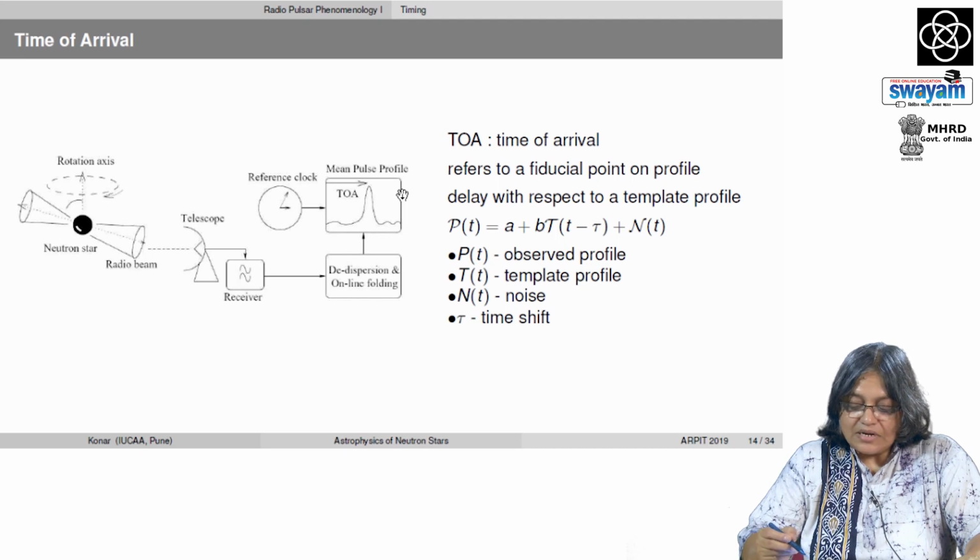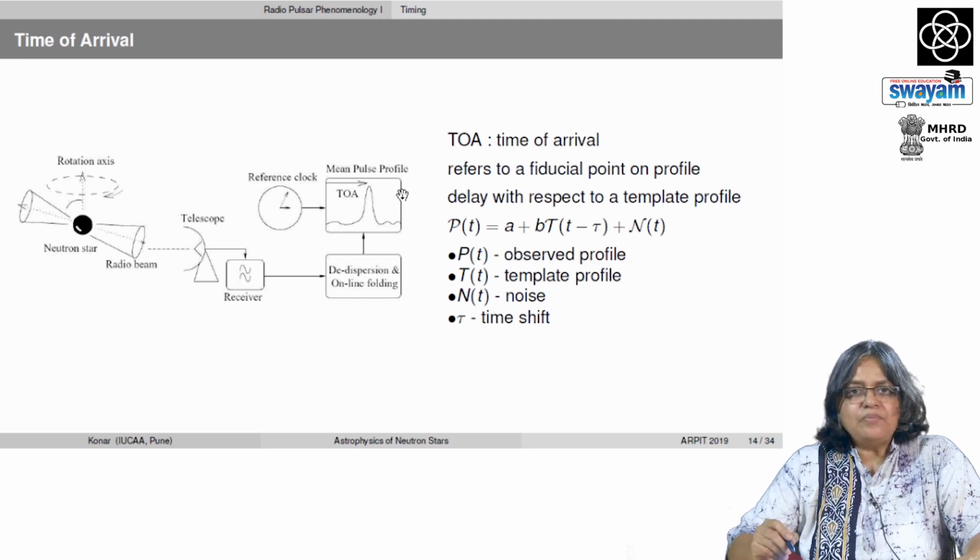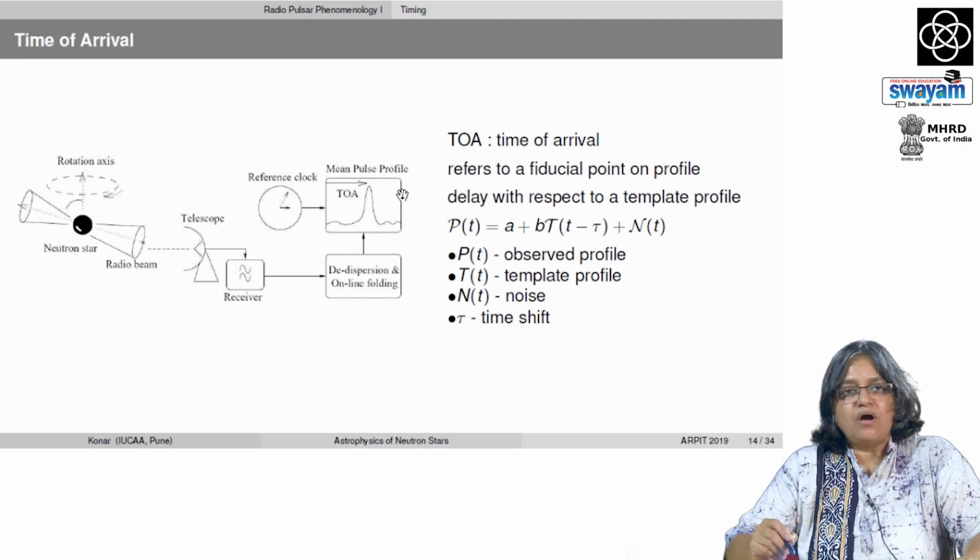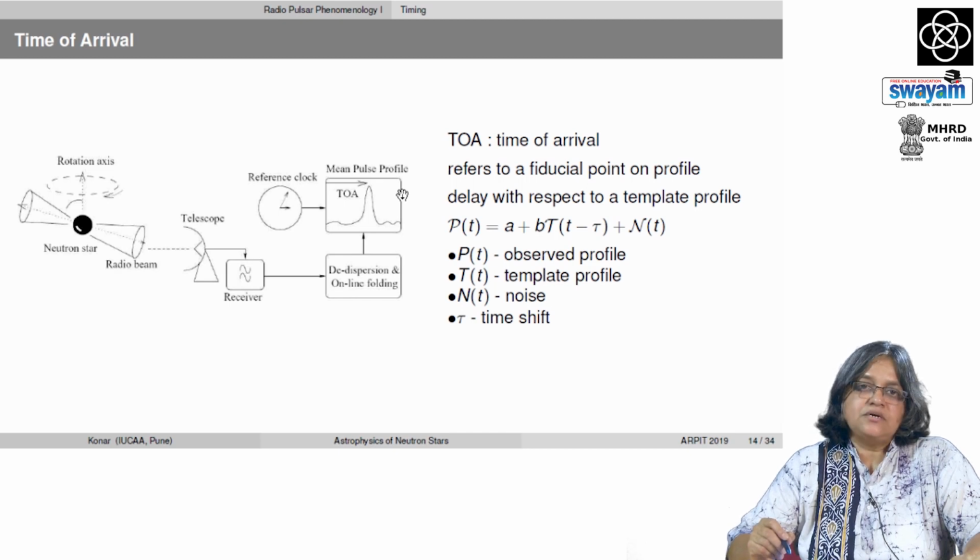So, what is a template profile? A template profile is obtained by prior observation of the same pulsar. So, we observe the same pulsar for a long period and we average the pulse profile, and from there we obtain a template profile. This average profile of a pulsar, which is extremely stable over very long time scales, is used as a template profile.